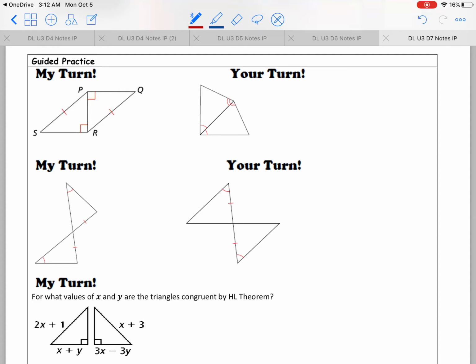Notice that these triangles are right triangles, right? These are right triangles.